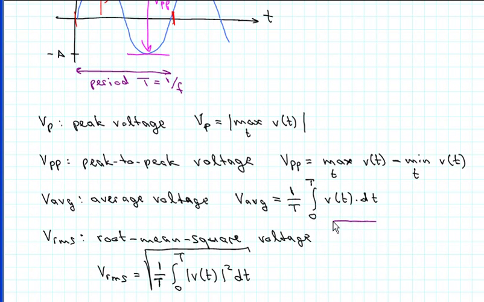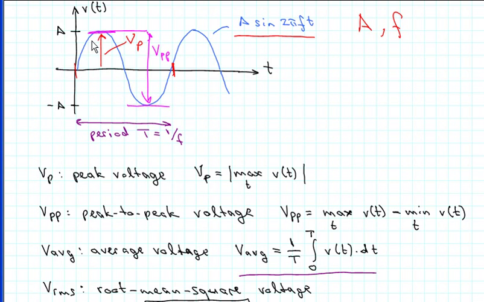Then we could look at the average of the voltage, which is defined here by this equation. So we just take the average over one period and then divide by the length of the period. In the case of the sinusoid up here, it is clear that the area under the positive peaks and under the negative peaks is the same, so the average voltage would be 0 for this kind of sinusoid.